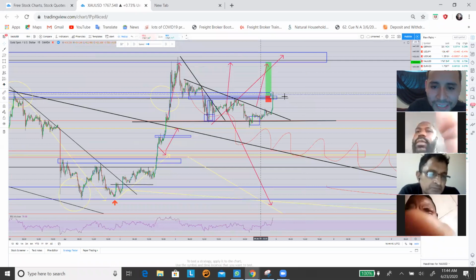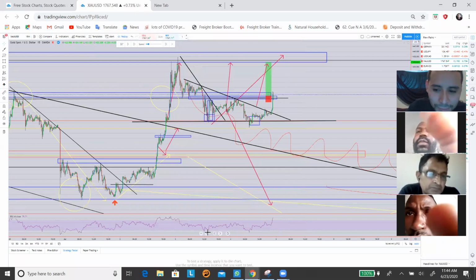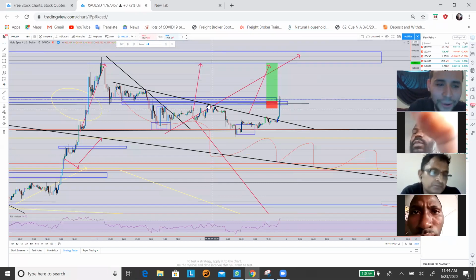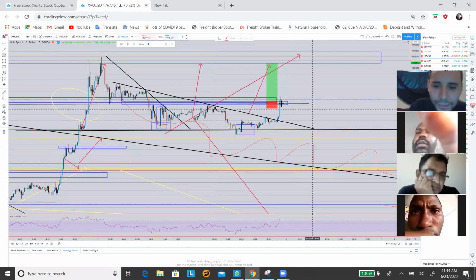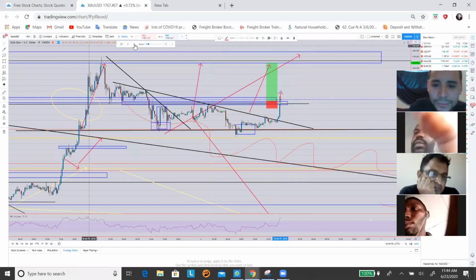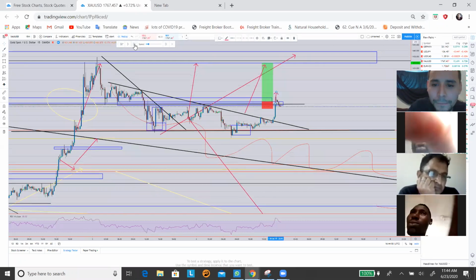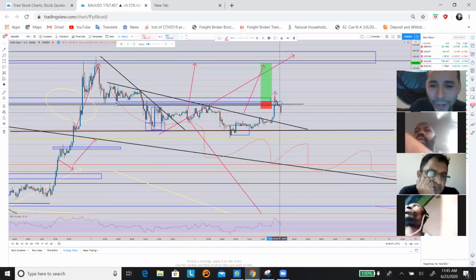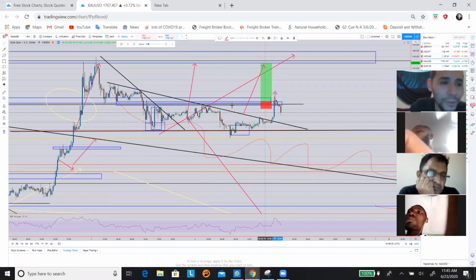Right? Where's my setup? I said I needed to break this area, right? Let's break out of this. That's what I want. I want to break. We came back down, possibly for what? A retest of this break, right? That's what we're coming down for, probably.